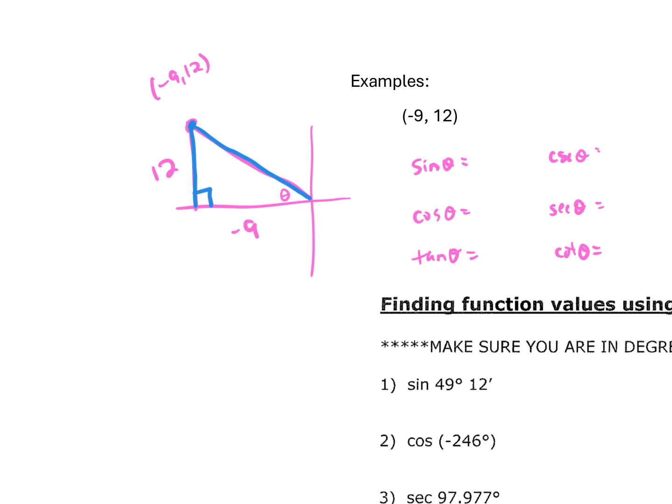So from your point, draw to the origin, go back to that point, draw to the x-axis. Okay, so we have that point, negative 9, 12. We need to figure out what our hypotenuse is, or more specifically, thinking x's and y's and r's, what is r? So what is r going to be equal to in this case?